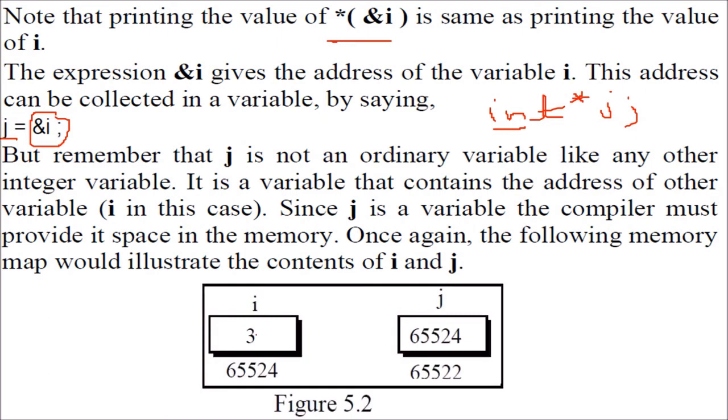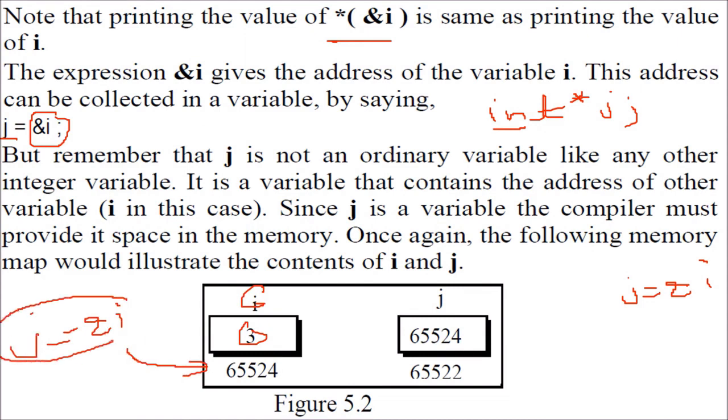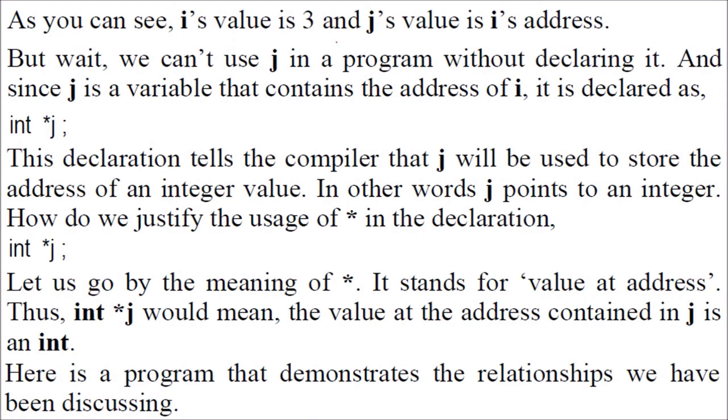What is this j? j is keeping the address of i. What is i? 3. What is the address of i? 65524. When the address of i is assigned to j, j will keep the value of the address of i, which is 65524. This will be kept here. Now this j may have some other address. But when j is going to take the address of i, j cannot be a normal variable. It has to be a pointer. Only a pointer variable can take the address.